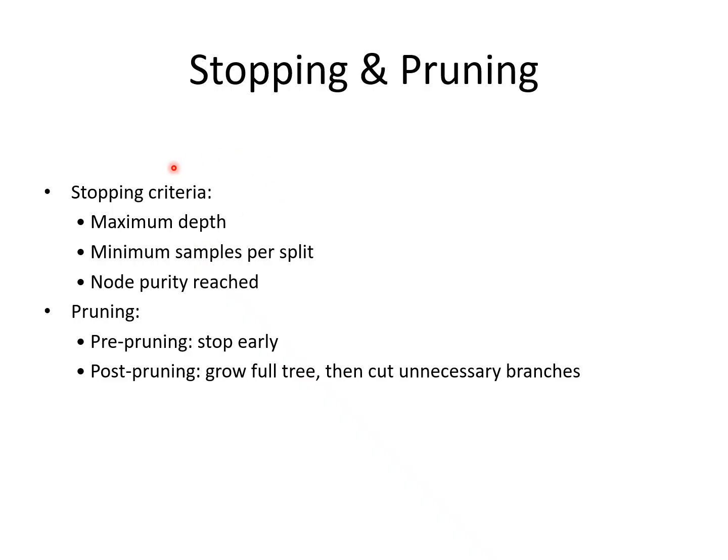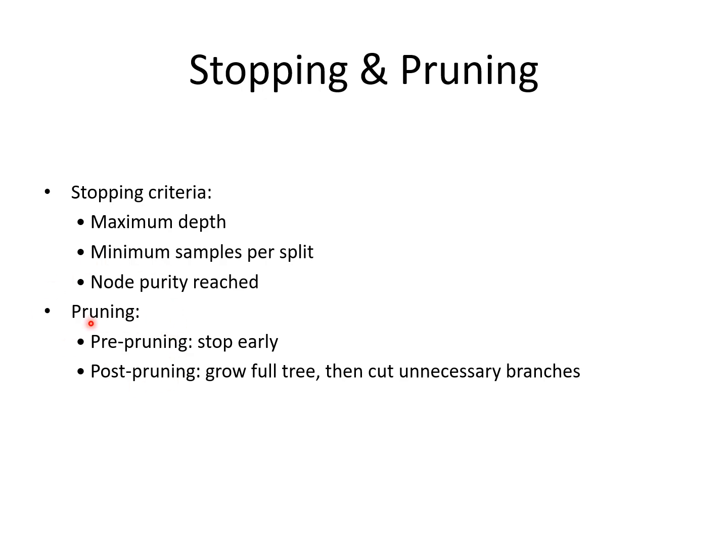So one thing we can use here is what we call the stopping criteria, where we can limit the maximum depth of that tree. We can also limit the minimum samples per split, meaning that maybe we can decide that for every split we put it at 200 samples, or maybe just 100 samples. Another thing we can use for the stopping criteria is the node purity. We can place a condition on that.